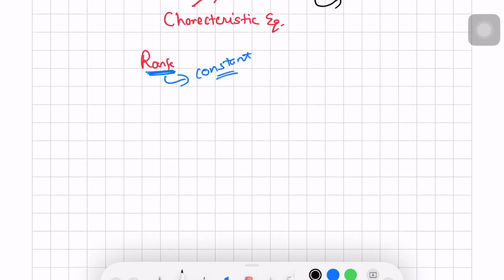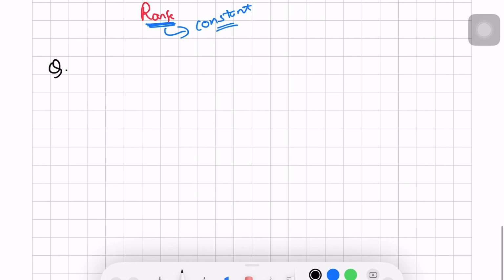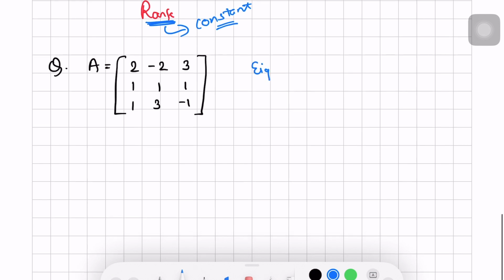Now we are going to do some sums on eigenvalues and finding the corresponding eigenvectors. So we'll start with the first question. Matrix A is given with values 2, minus 2, 3, 1, 1, 1, 1, 3, minus 1. This is a 3 by 3 matrix, and they have told us to find the eigenvalues and eigenvectors.